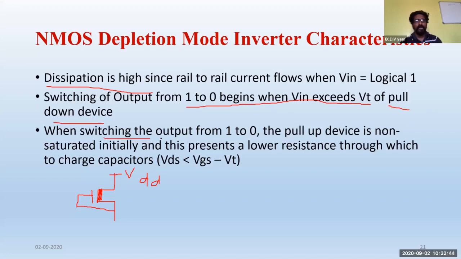Now the switching of output from 1 to 0: here the pull-up device is non-saturated initially and this presents a lower resistance. We have discussed this in the previous case. Whenever this pull-up is on, whenever this transistor is on, what is happening?